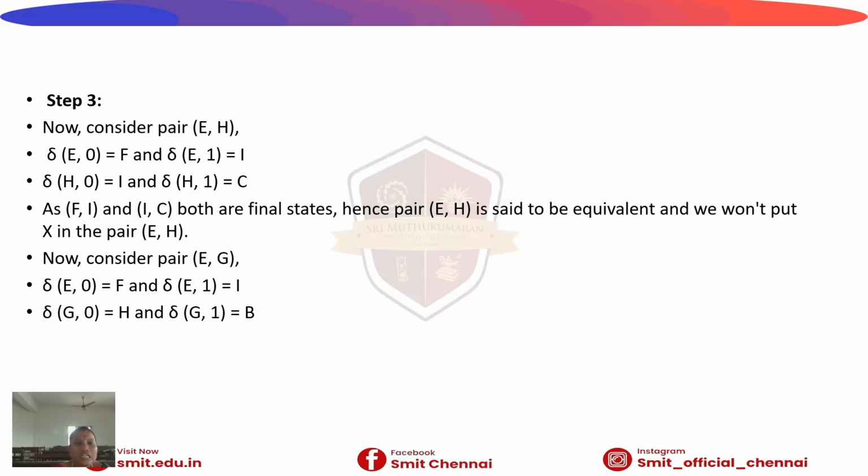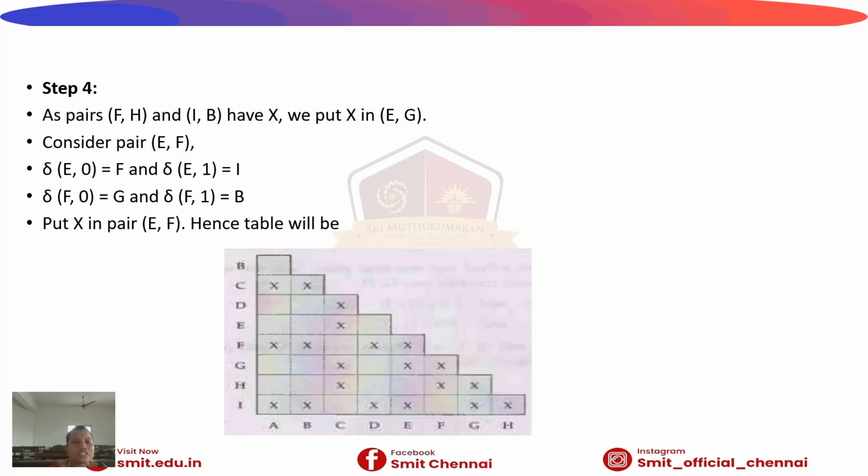Now consider EG. EG on 0 and 1 goes to the pairs FH and IB. In step 4, FH and IB have X, so we put X in EG. Consider pair EF: E comma 0 and F comma 0, E comma 1 and F comma 1 give the pairs EG, FG and IB. So put X in pair EF. Hence the table will be as shown.